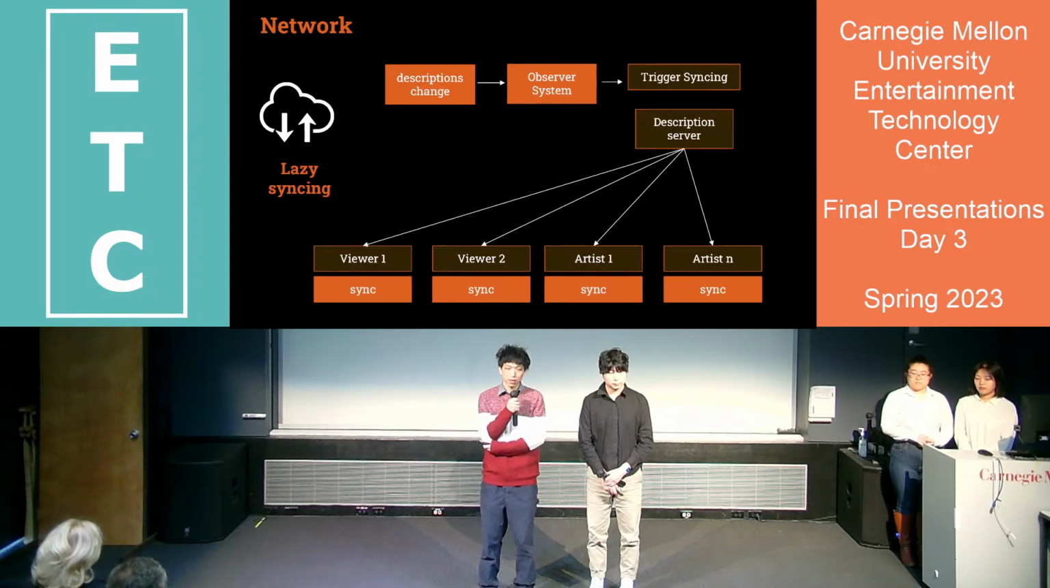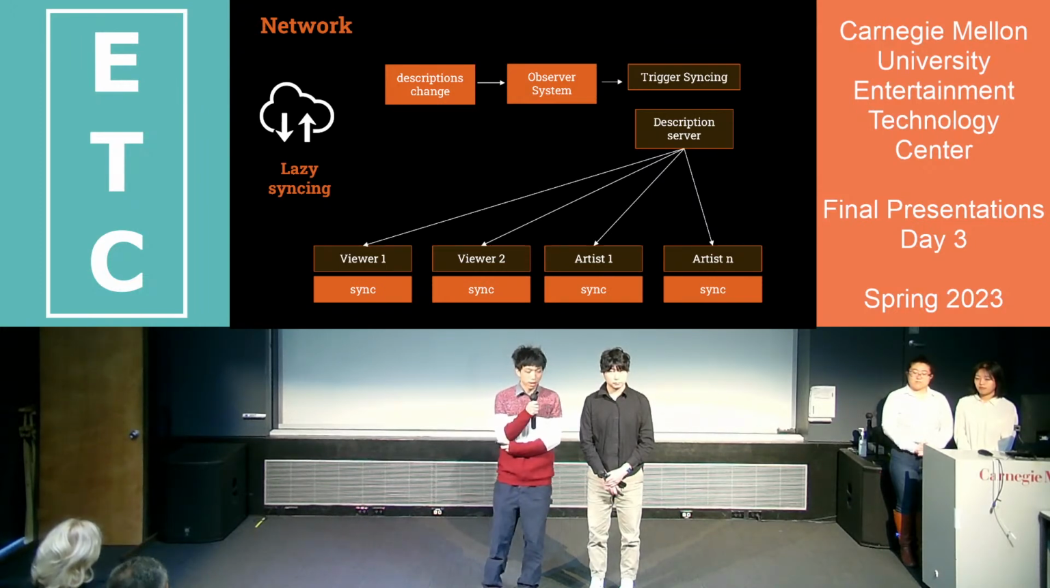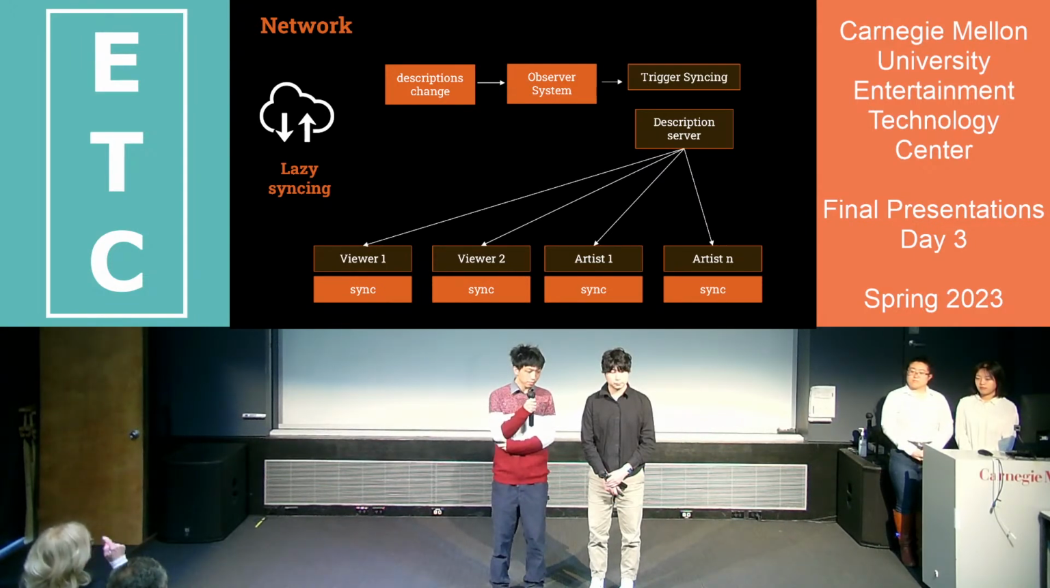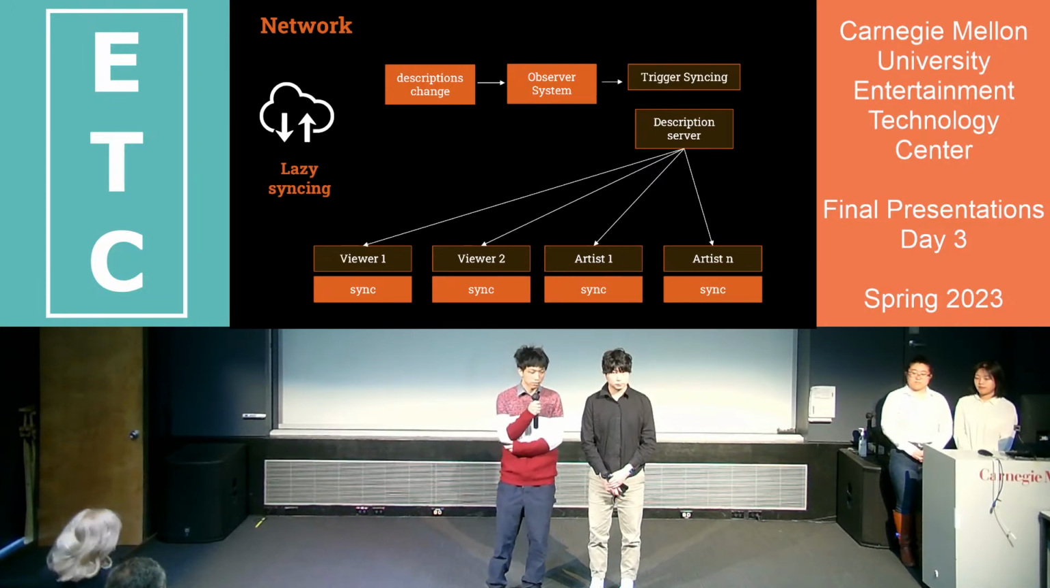So once you have uploaded something, we have a syncing system. We call it a lazy sync. The lazy sync means that you only sync the files when you have to. Whenever somebody uploads a change to this file system, we have an observer who detects this change, and it will trigger other ends, no matter whether it's the viewer end or artist end, to sync the data, to check whether you have this change or not. If you don't have it, the system will automatically download it for you.